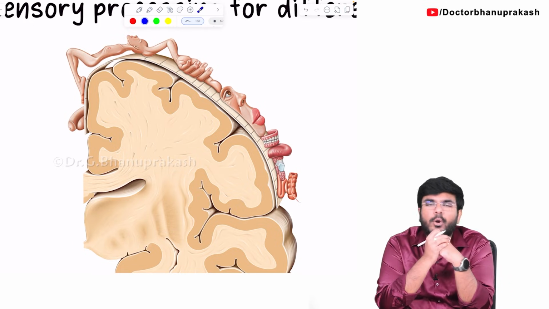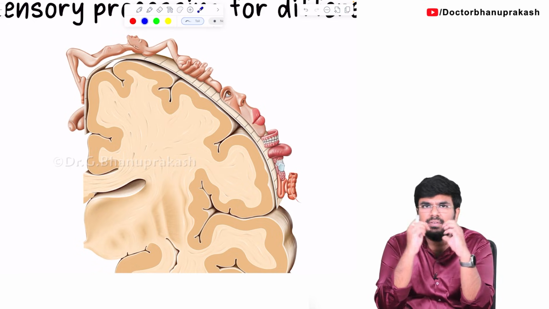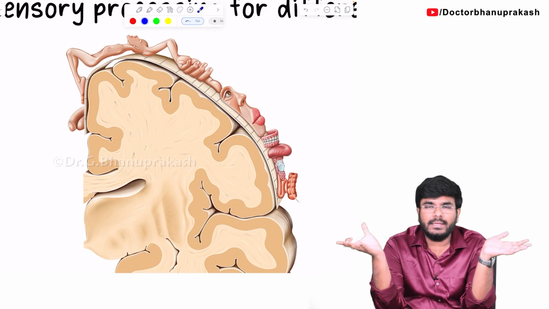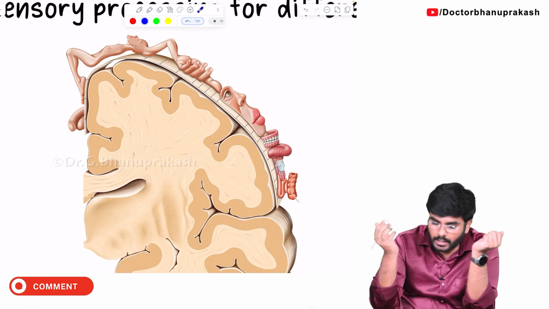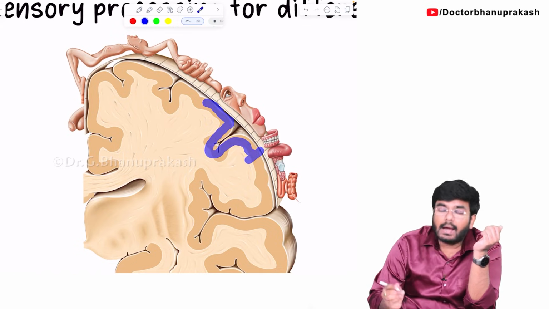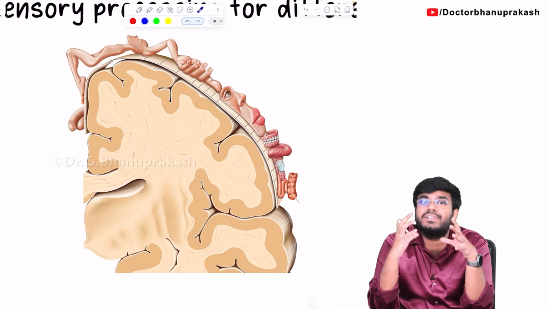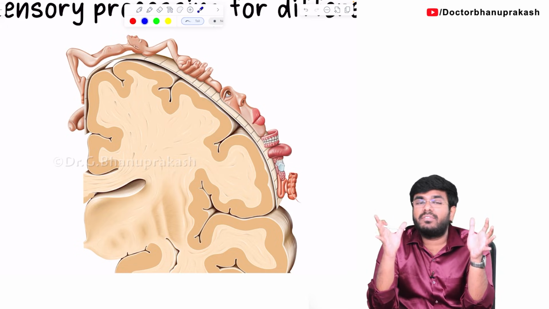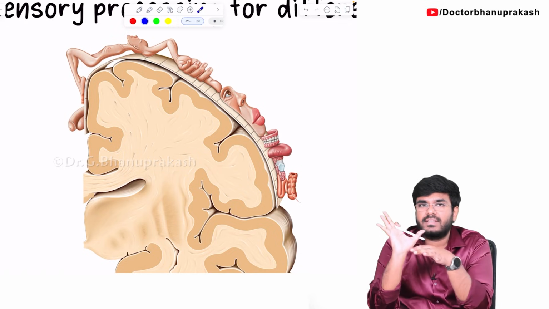And when compared to the entire body, you tell me how much my face is. My face is very small when compared to the entire body area. But face is receiving a very large part of the somatosensory cortex. A very big area of the somatosensory cortex is receiving the sensation from the face. A very big part of the somatosensory cortex is receiving the sensation from the hand.